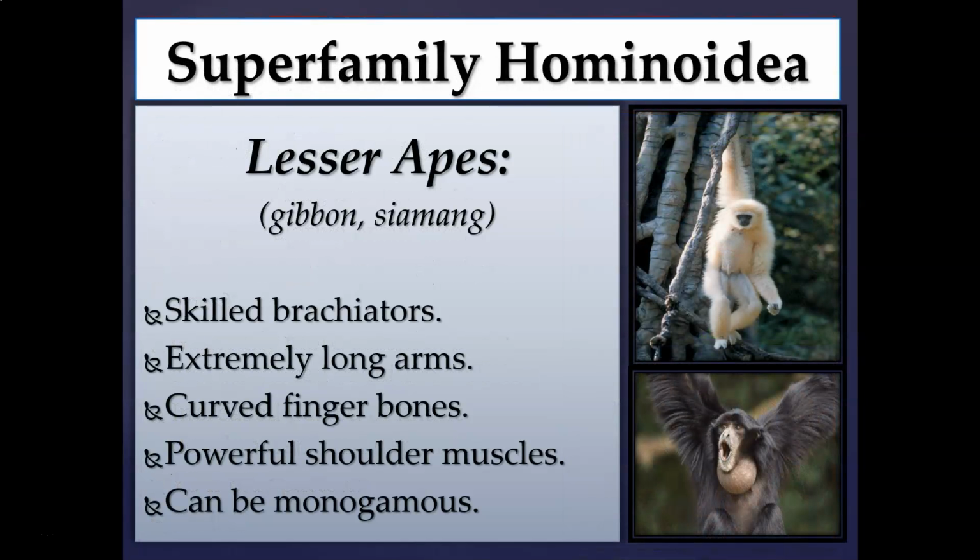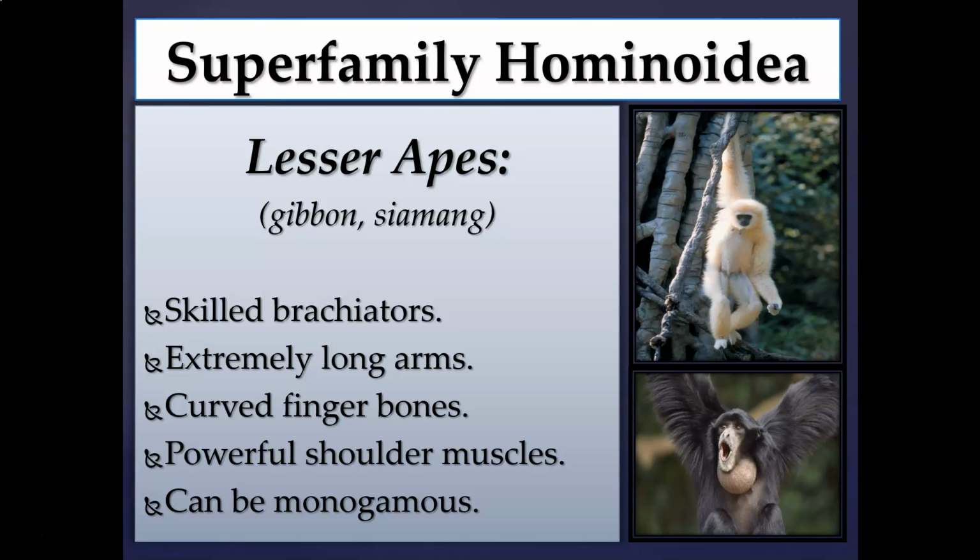The lesser apes are the gibbons and the siamangs. They are among the most skilled brachiators. So if you notice in these pictures, their arms are much longer than their legs. So they're using their arms to swing through branches. They have extremely long arms.